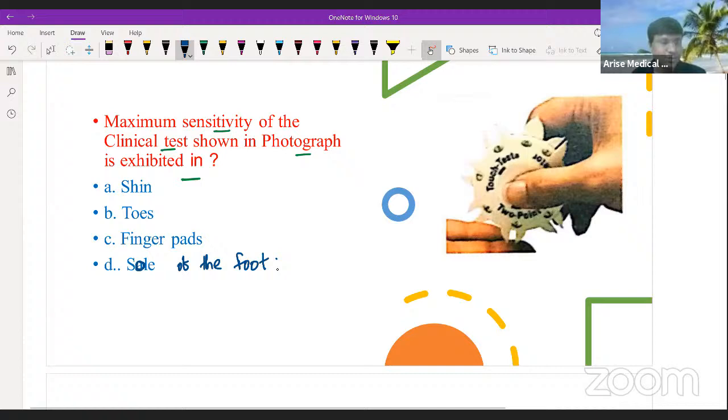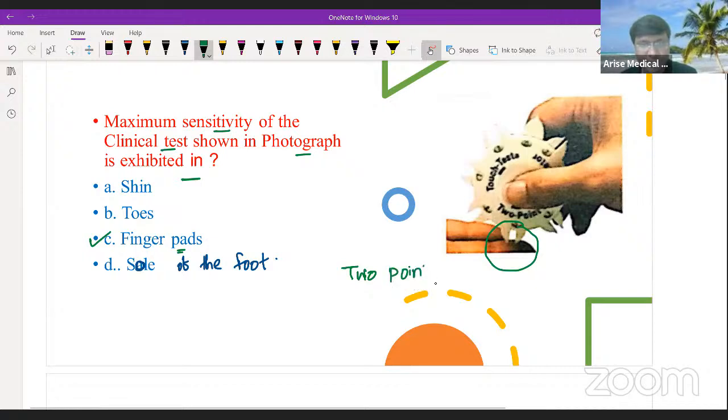Okay, yeah. So any one of you, please answer this question. First of all, you should be able to understand what exactly is the test which is being done. Very good, Savitri Devangan. So the answer is over the finger pads. Now, can anyone tell me what is the test which is being done? The test which is being done here is the two-point discrimination.